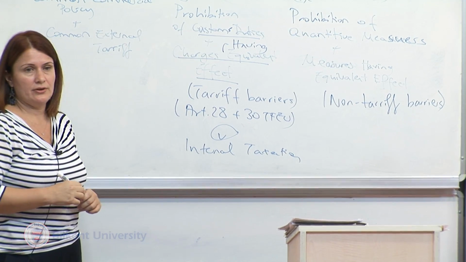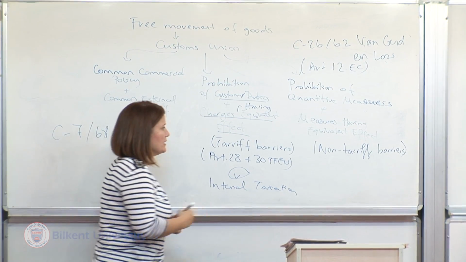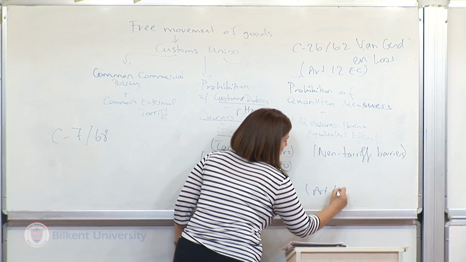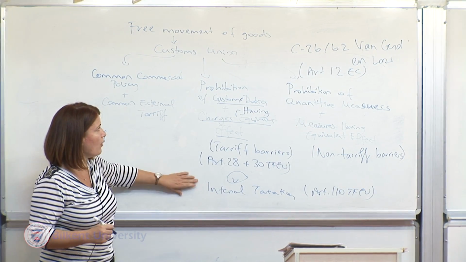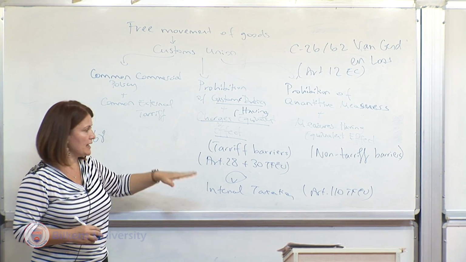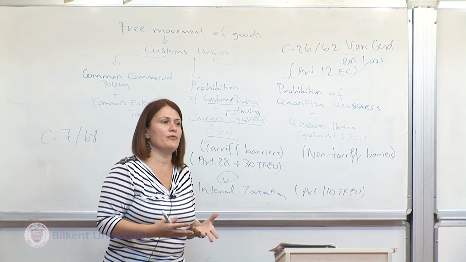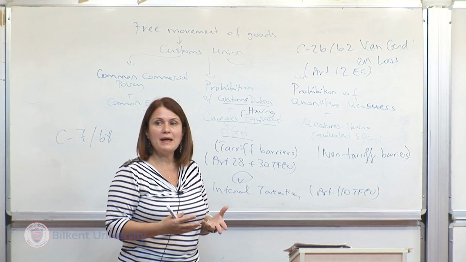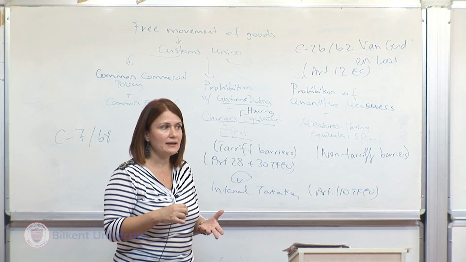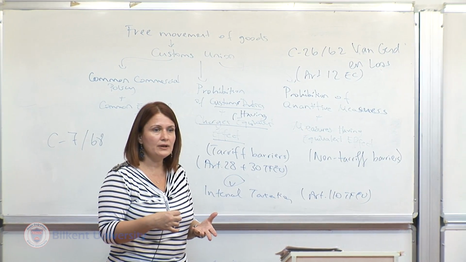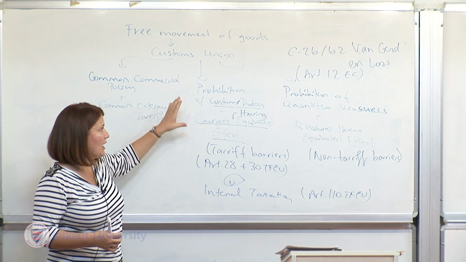It is not included here. Okay? When we speak about internal taxation, as you will be seeing, this is provided under Article 110 of the Treaty on the Functioning of the EU. It is not involved in this prohibition, because as you will be seeing, when the good is already within the territory of a member state, the member state may apply tax on that good if it also applies that tax on its national products, okay? So internal taxation is something else.